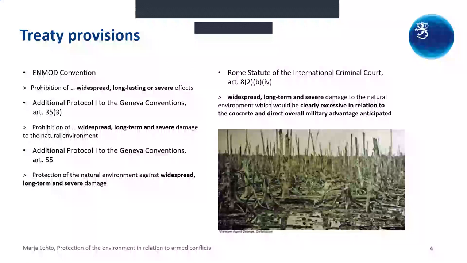While these provisions are not identical, there are slight differences. They all set a very high threshold for prohibited action. At the time of the negotiations of the Additional Protocol 1 provisions, it was widely seen that environmental damage incidental to conventional warfare would normally not be covered. It was not intended to be covered by the prohibition. And it's quite telling that experts still disagree whether this threshold has been reached in any conflict since 1977.